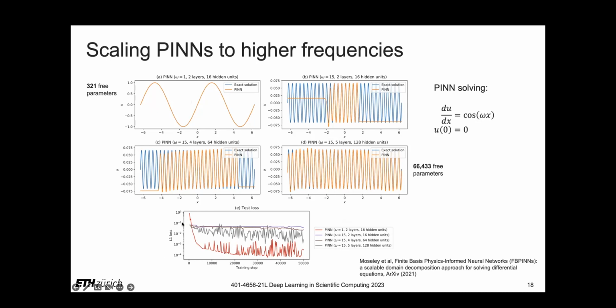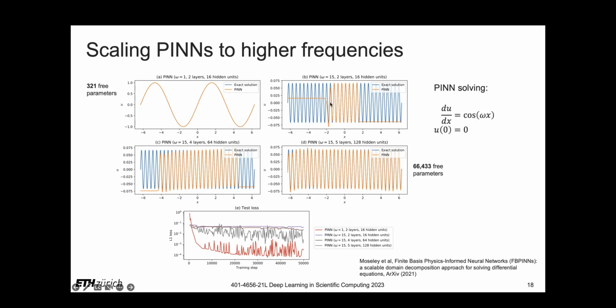This is the test loss as a function of training step, and it's the red line here. So you see within maybe 2,000 to 5,000 steps, we get to a very low loss. So it works very well. And then the interesting thing is if I take the same PINN, 2 layers, 16 hidden units, and I just increase omega to 15 and train it, you see that there's a couple of things going on. The first is that it's only able to model a couple of the cycles of the solution.